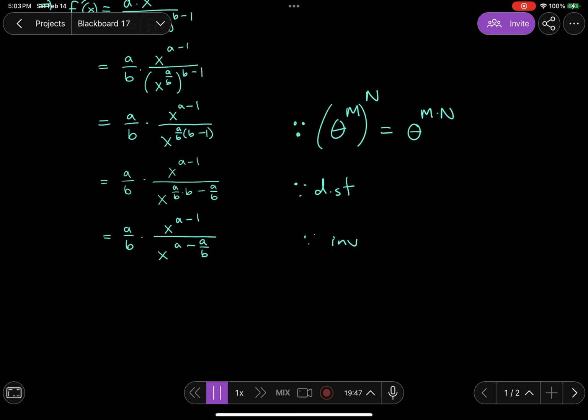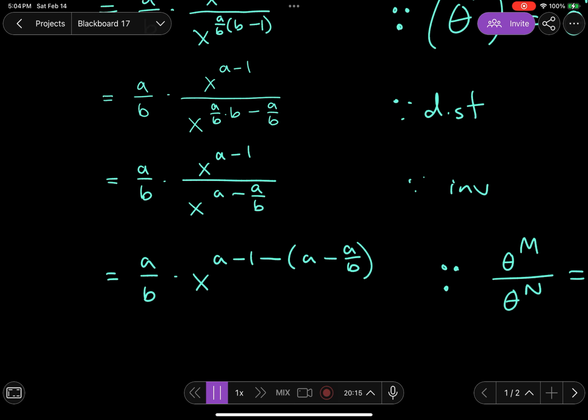What I'm going to say next is this. This is the same thing as a over b times x to the power of a minus 1 minus, in parentheses, a minus a over b. Okay, crucial. Why is that true? So theta to the power of m divided by theta to the power of n is the same thing as theta to the power of m minus n. Remember your exponent rules and just these definitions of exponents.